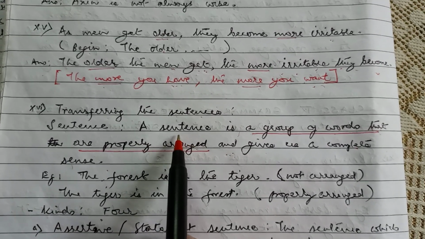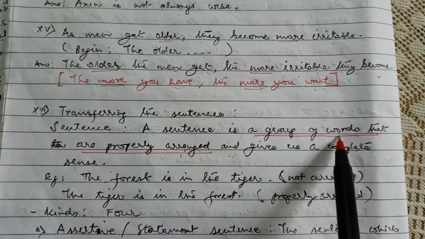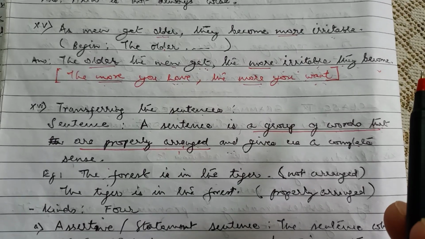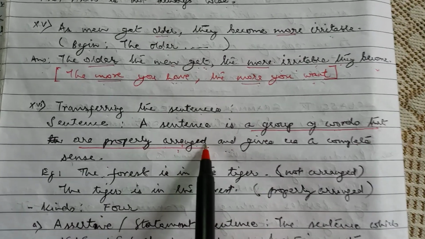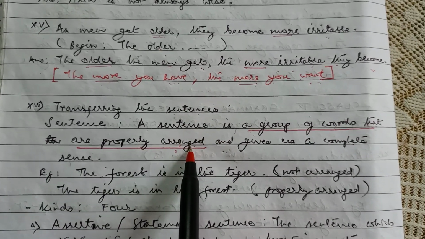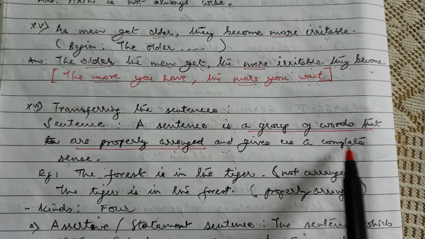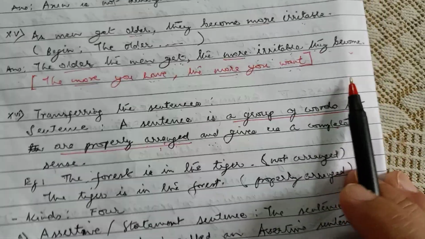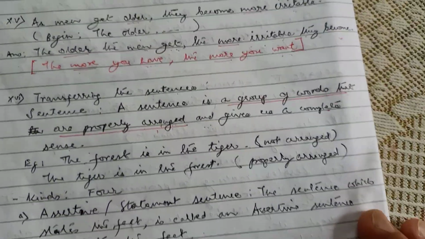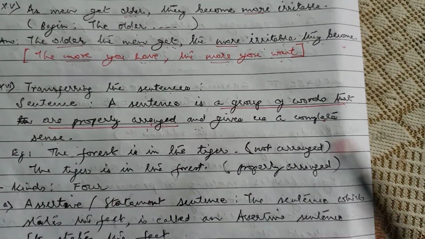So once again, see the definition. A sentence is a group of words. "Group of words" is always given in the grammar textbook, right? "That are properly arranged" is missing in many of the grammar books. And "gives us a complete sense," right? Now see, what's the difference between "that are properly arranged" being written or not written in the definition.